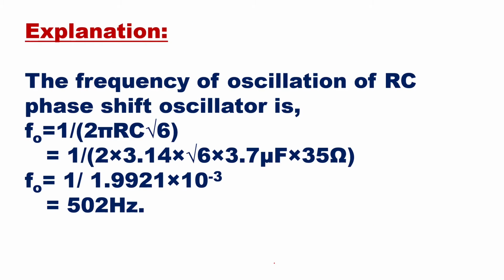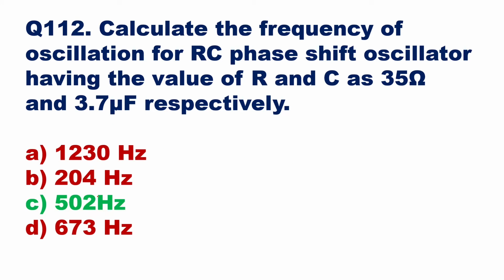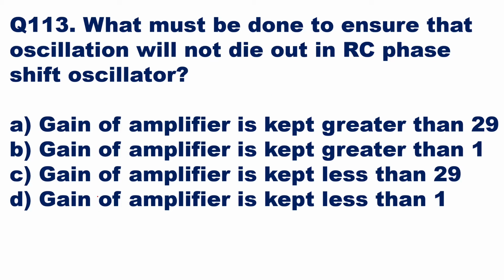Here you can see the explanation. The frequency of oscillation of an RC phase shift oscillator is given as 1 by 2 pi RC root 6. We have substituted, and after substituting we are getting the answer as 502 hertz. So this is the right answer, that is 502 hertz. Here you can see option C, that is 502 hertz, is the right answer. And then we'll go to question number 113.